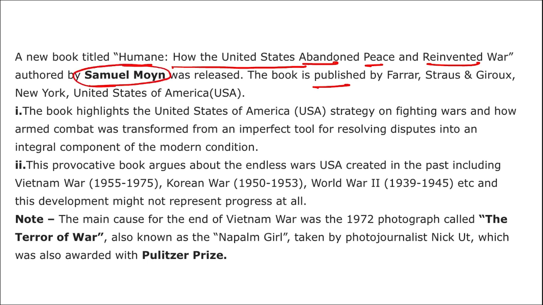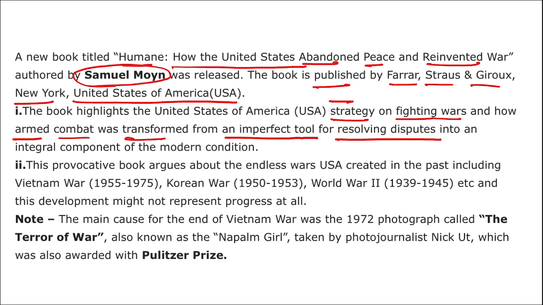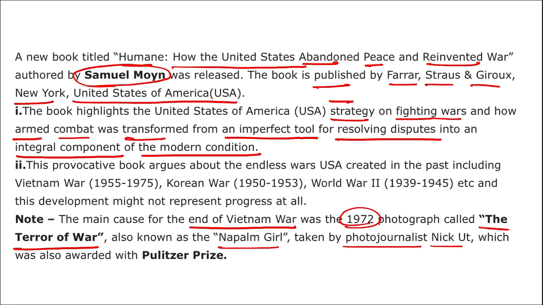This book is published by Farrar, Straus and Giroux of New York, United States of America. This book highlights the United States of America's strategy on fighting wars and how armed combat was transformed from an imperfect tool for resolving disputes into an integral component of the modern condition. The main cause of the end of the Vietnam War was the 1972 photograph called The Terror of War, known as the Napalm Girl, taken by the photojournalist Nick Ut, which was also awarded the Pulitzer Prize.